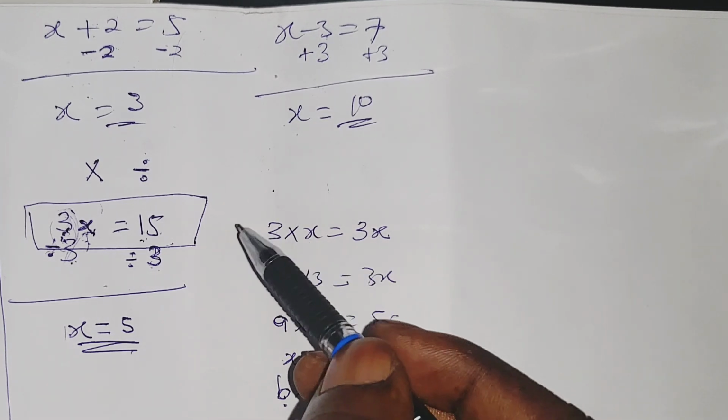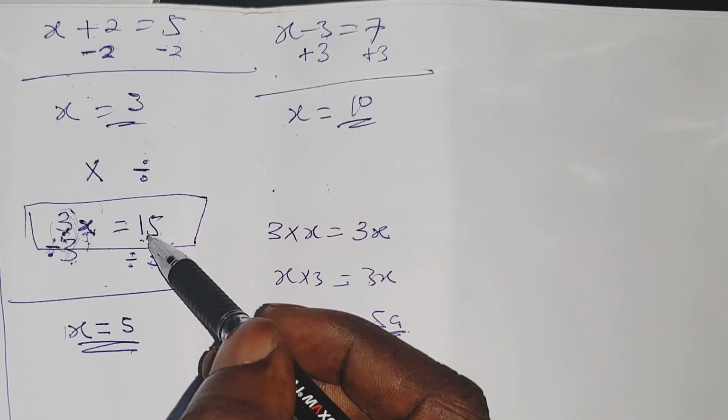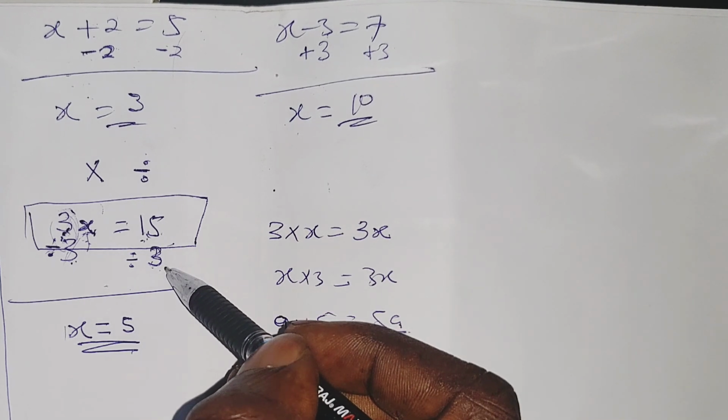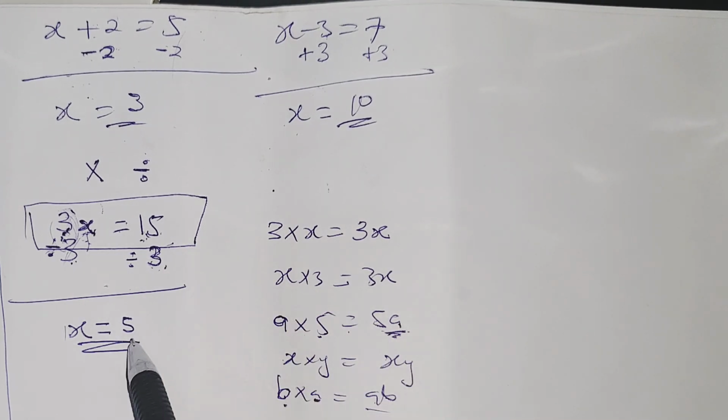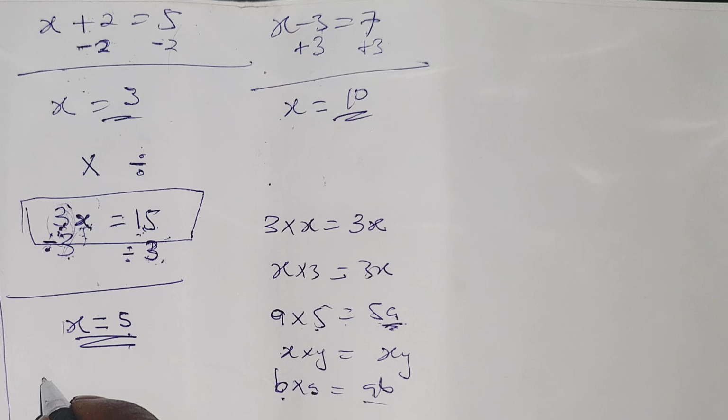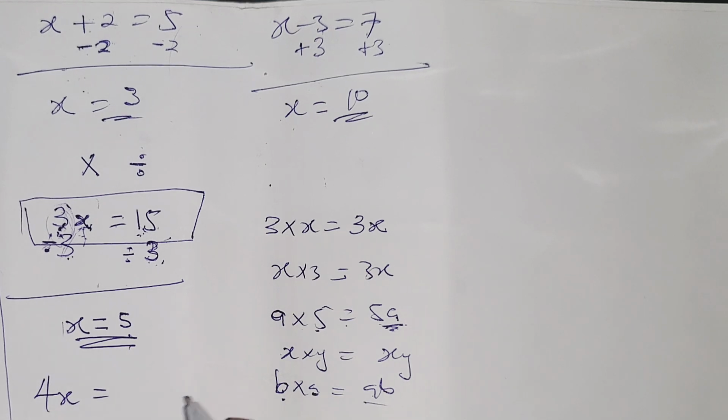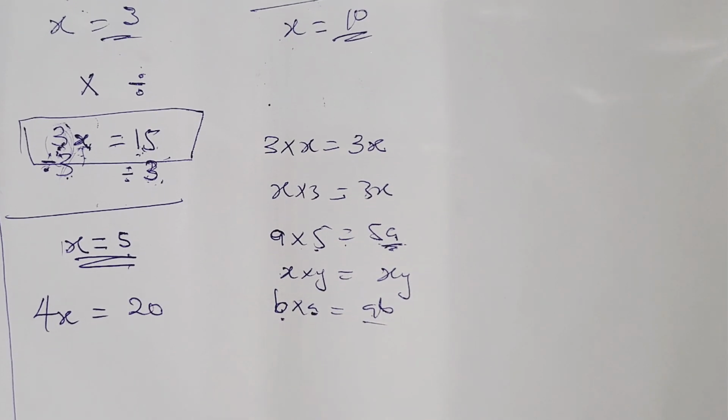Or you can decide to share 15 things among 3 people. Okay, you see the answer, each person is going to get 5. That is it. Let's take another example. So let's say you have 4x is equal to 20.